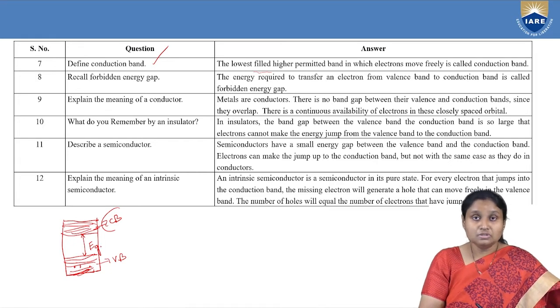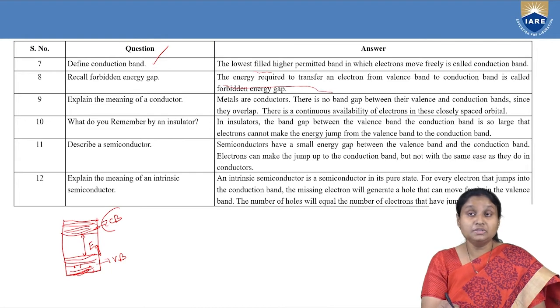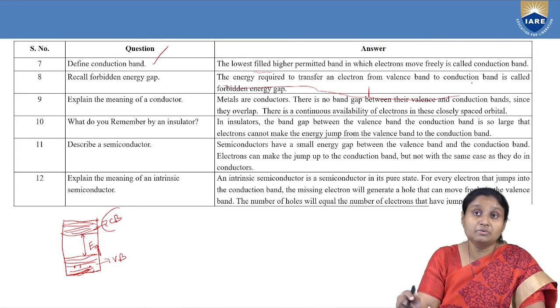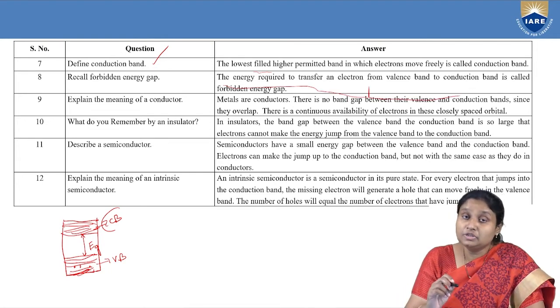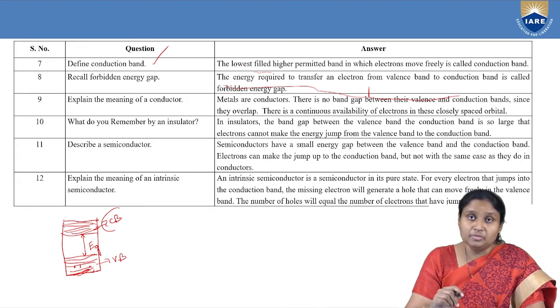Or we can also define the forbidden energy gap as the energy required to transfer an electron from the valence band to the conduction band, or the energy required to make an immobile electron a mobile electron.